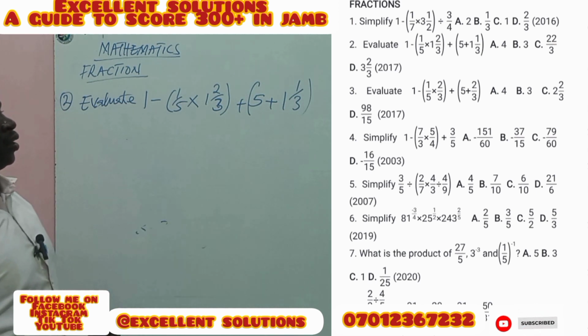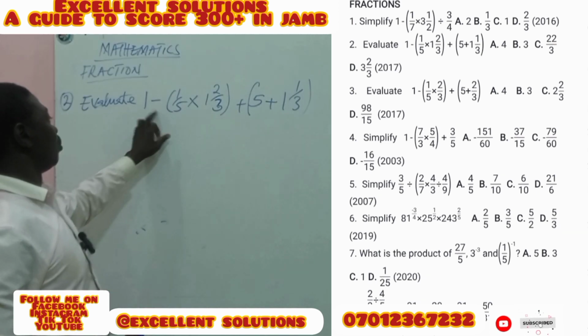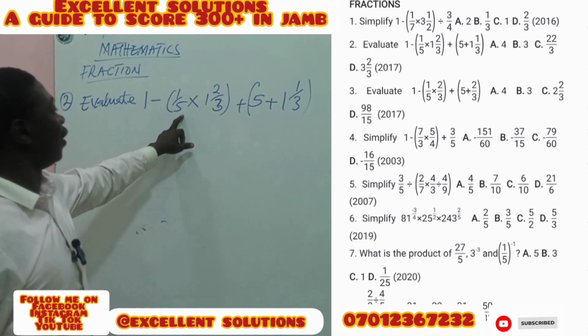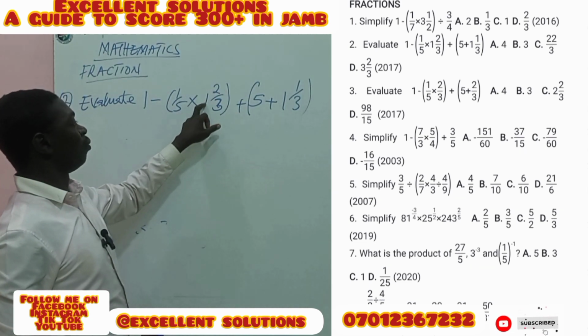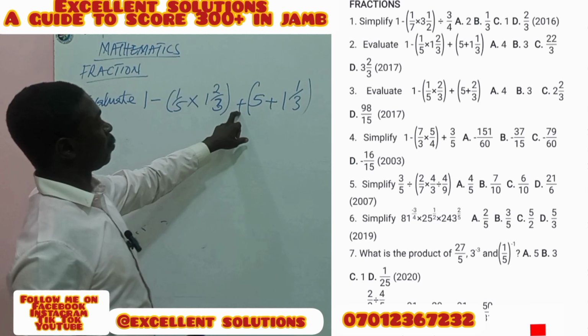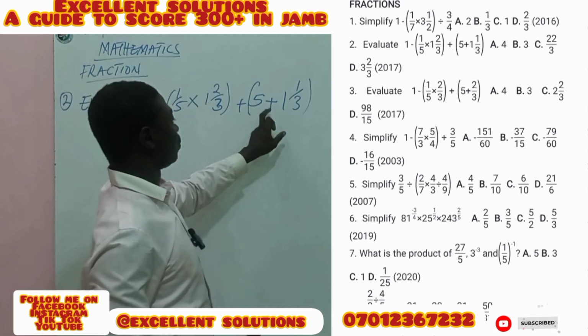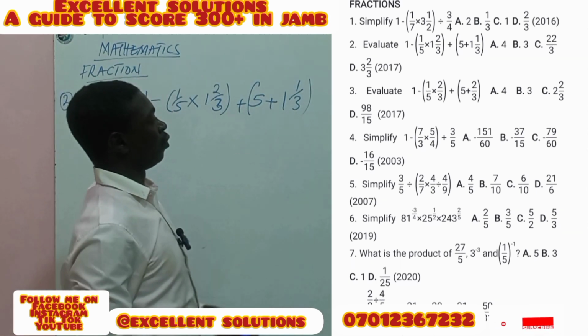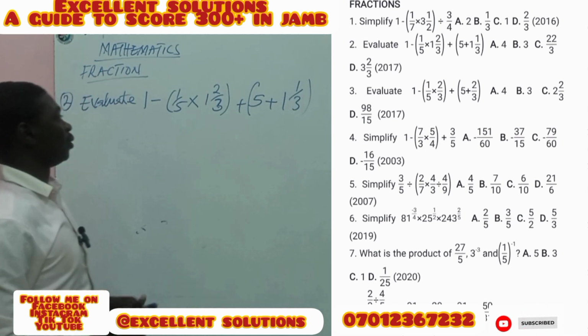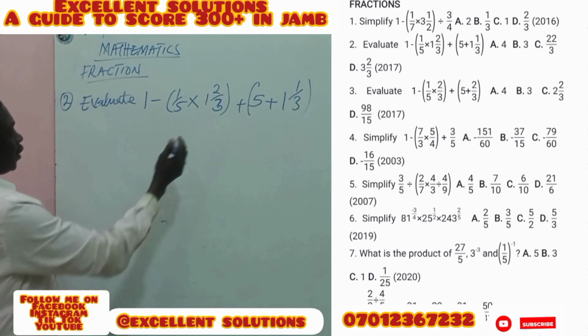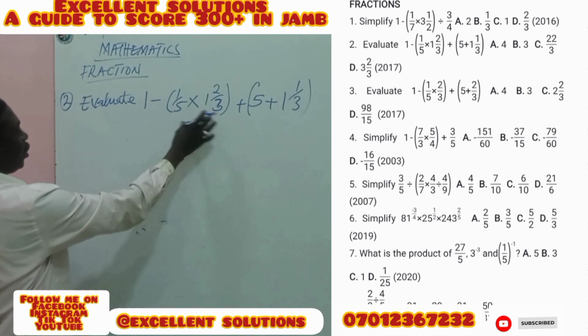So this question says evaluate 1 minus bracket open 1 over 5 times 1 whole number 2 over 3 close bracket plus bracket open 5 plus 1 whole number 1 over 3. This one is also easy to do. So the first step we do, we now start with the brackets.